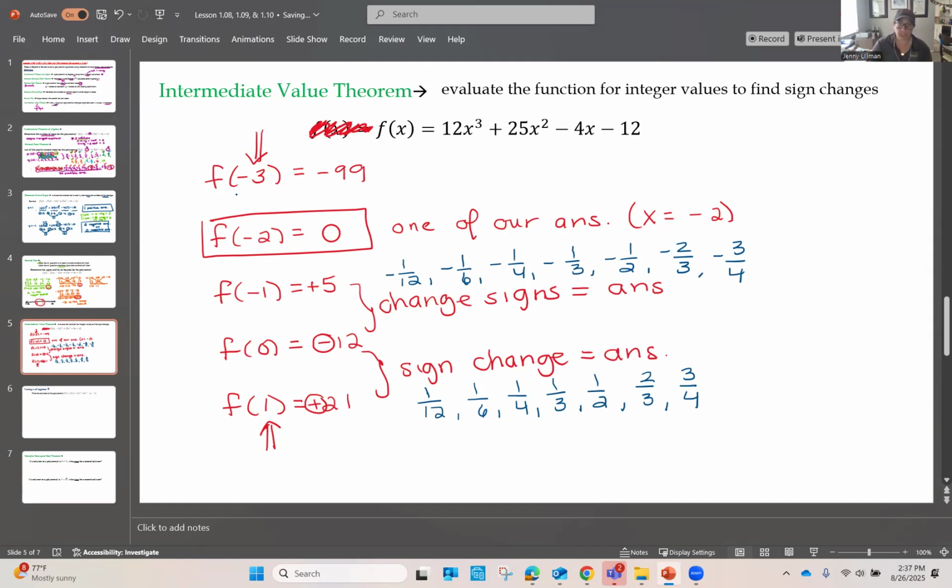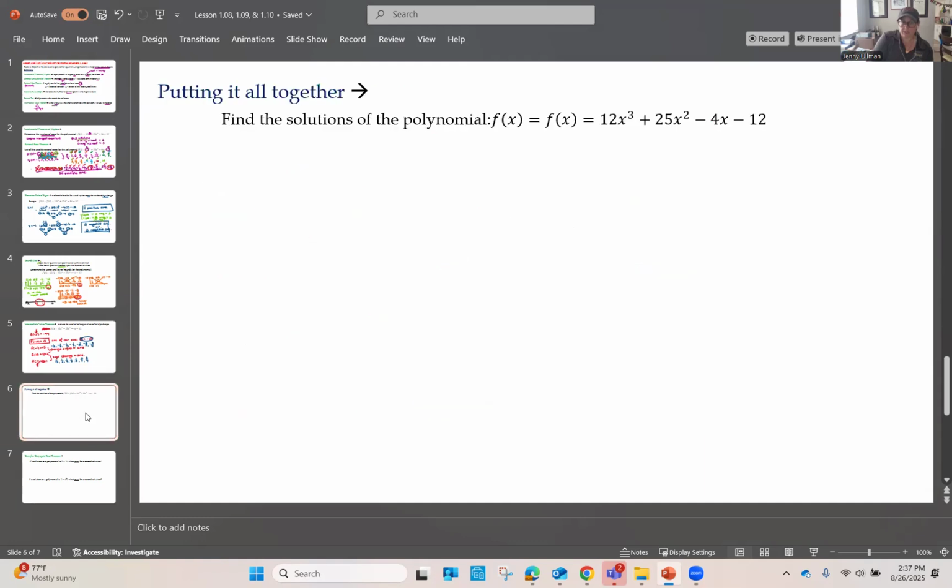So we took a list of 30 possible answers. We have found one of them through our process of testing things out. And we have narrowed our other two down to 1, 2, 3, 4, 5, 6, 7 choices each. So I only have 7 possible answers left over. I guess 14 total, but 7 for each number. So let's put it all together and find those missing answers.